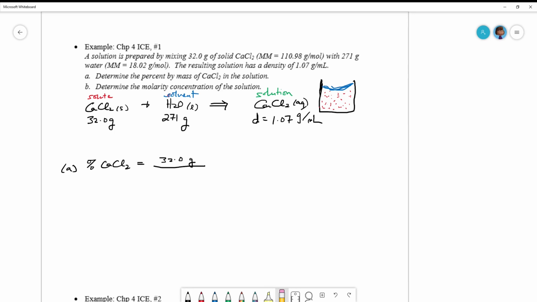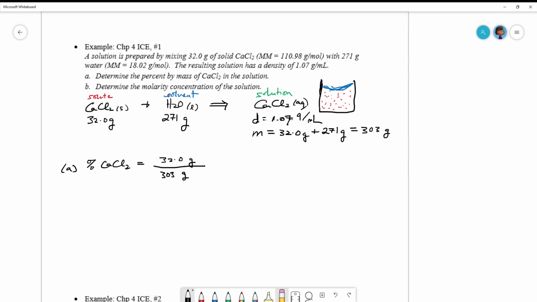Now, we don't have the mass of the solution given to us over here. We have its density, but not its mass. So how are we going to get its mass? Well, the mass of the solution would have to be the combined mass of the solute plus the solvent. So 32 grams of solute combined together with 271 grams of water will give us the total solution mass, which is 303 grams. So this is the number that we're going to put in the denominator of our calculation.